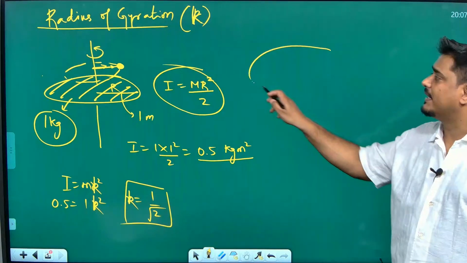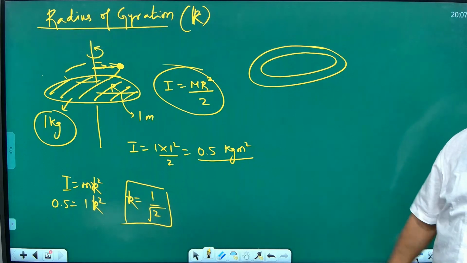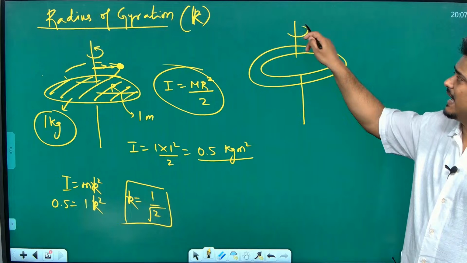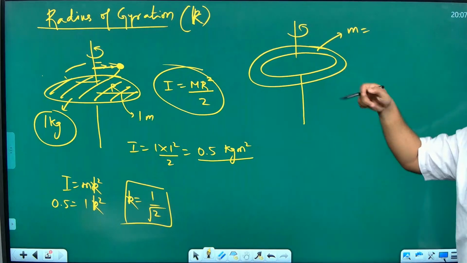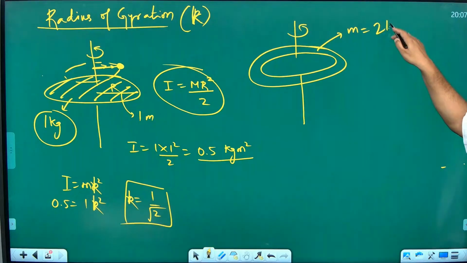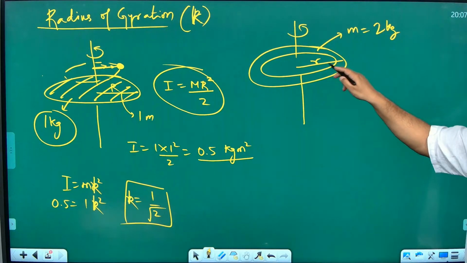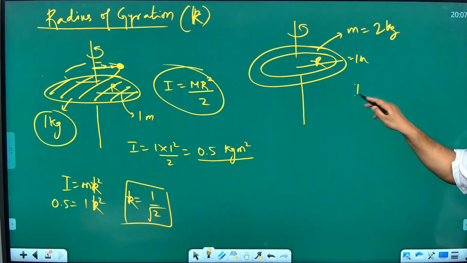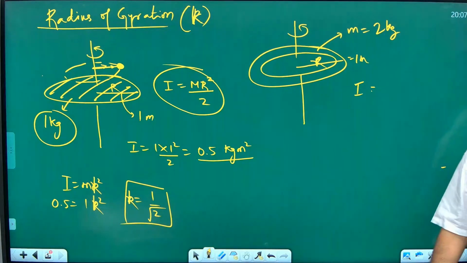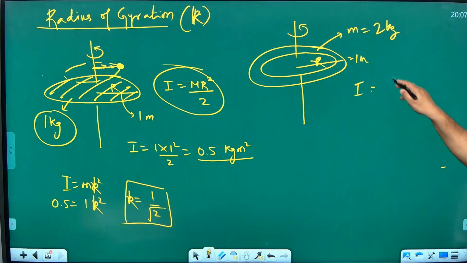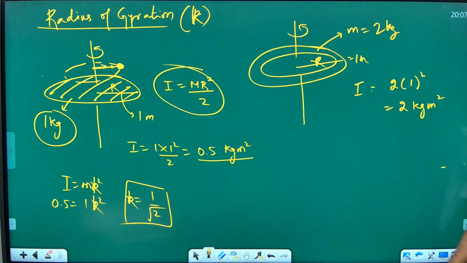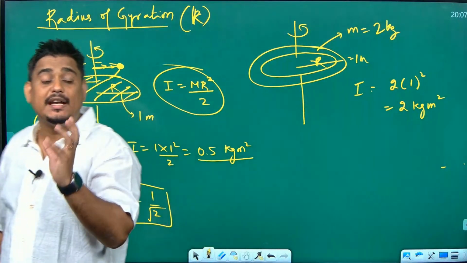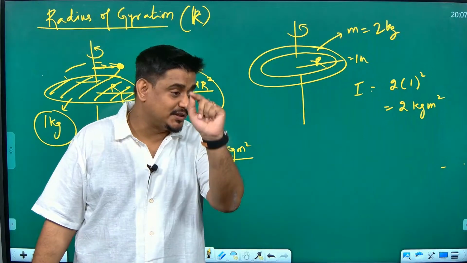Now I am taking a ring. This ring has a mass of, suppose, 2 kg and a radius r of 1 meter for ease of calculation. What will be its moment of inertia? m r square, isn't it? 2 into 1 square. So the answer is 2 kilogram meter square. This is the moment of inertia of a ring of mass 2 kg rotating about an axis passing perpendicular to its plane and through its center.